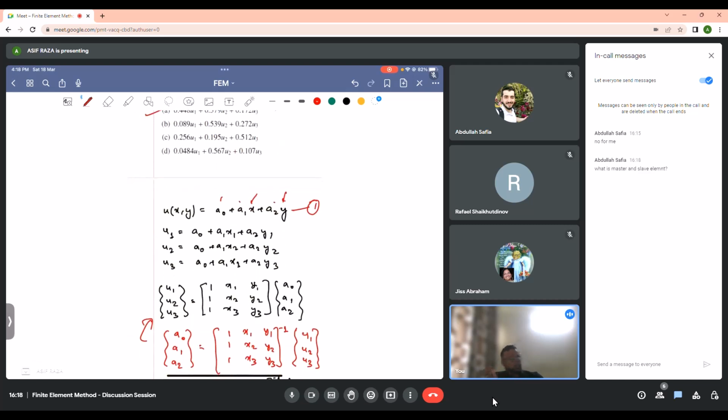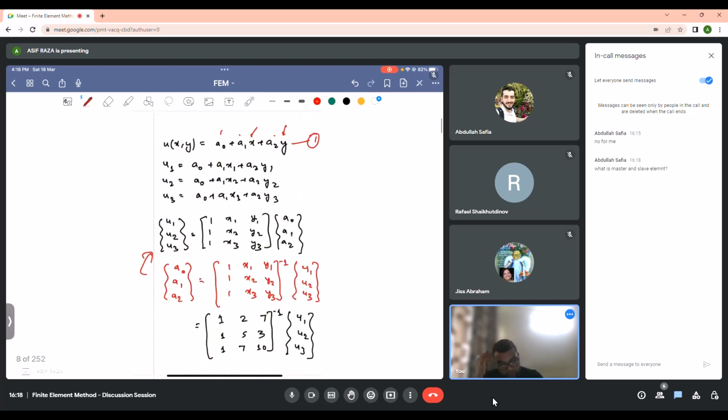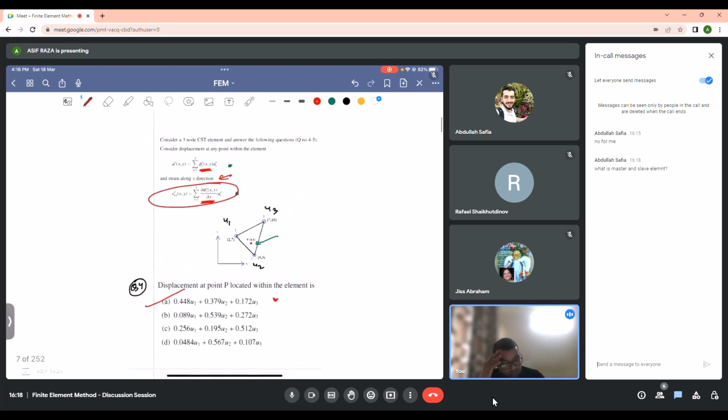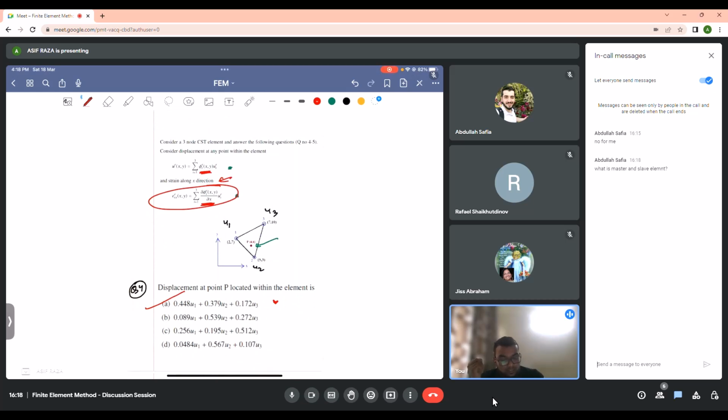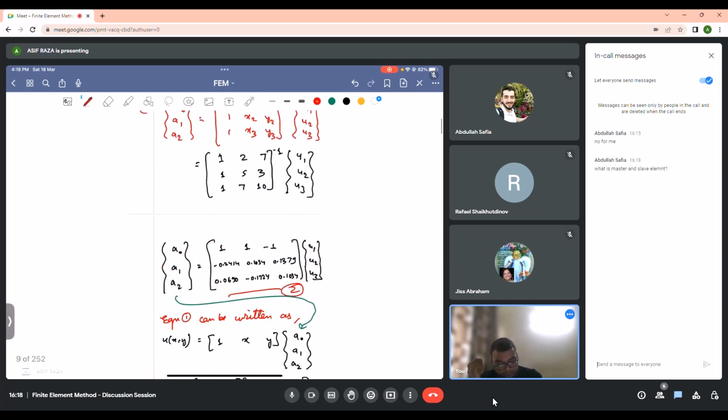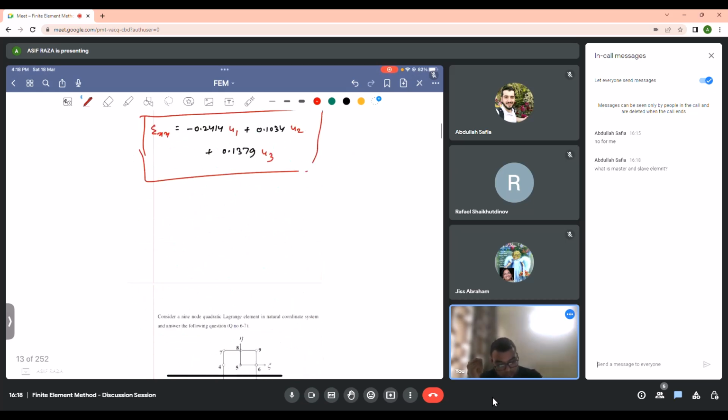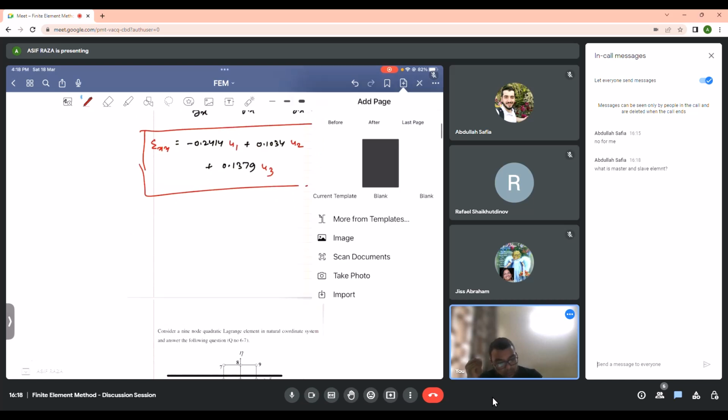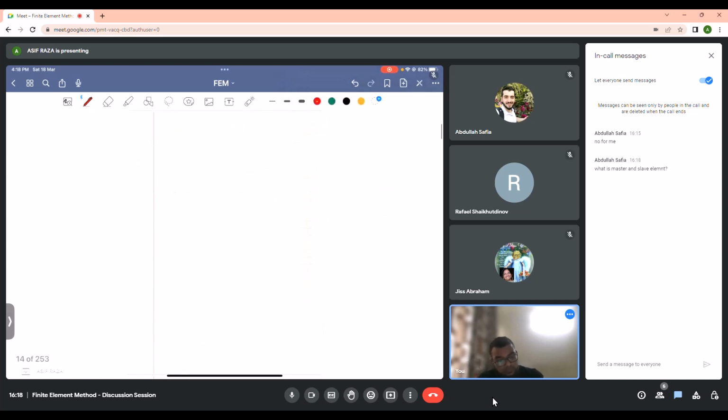What is master and slave element? Okay, Abdullah is asking what is master and slave element. See, okay, I say. The problem in consideration which I asked right now was like this. This is node 1, 2, 3, and our coordinate system was like this, x and y.